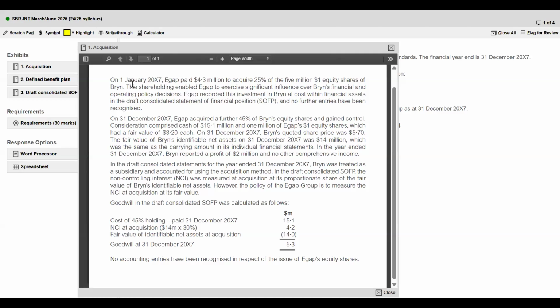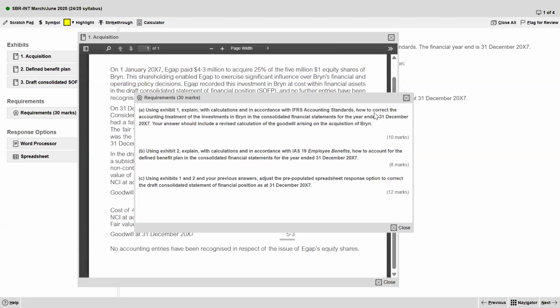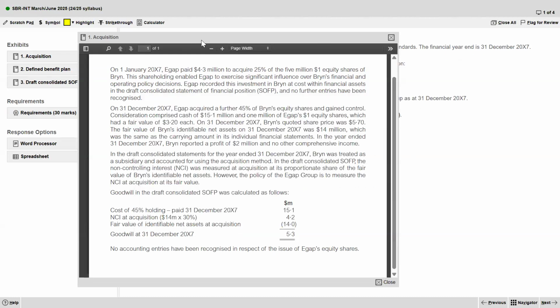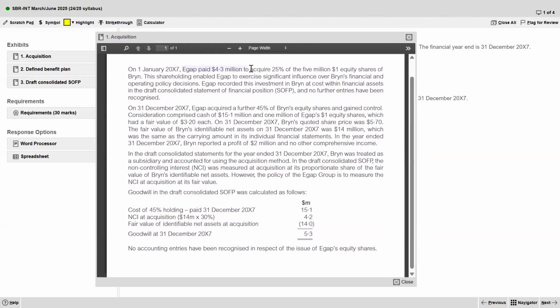Okay, let's begin. So it says on 1st January. Now, first of all, which financial year are we talking about? We are talking about 31st December X7. So it says on 1st January X7, ICAP paid $4.3 million to acquire 25% of the 5 million equity shares of Brine. This shareholding enabled ICAP to exercise significant influence over Brine's financial and operating policy decisions.